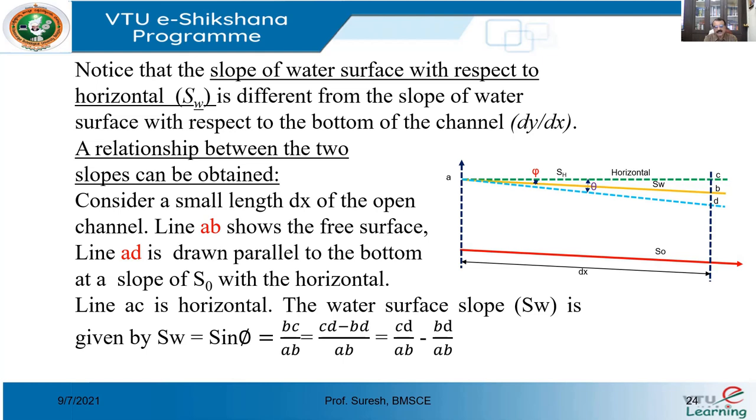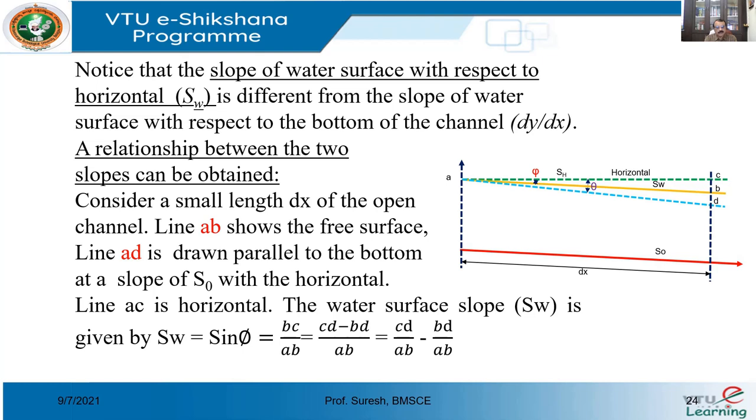Kindly recall, we started with the bed slopes. I told you that the water surface slope profile depends on the bed slope. Based on that only, we studied the different profiles like M1, M2, M3, S1, S2, S3, then C1, C3, and so on and so forth. Now, let us derive an equation for the slope of the water surface with respect to horizontal.